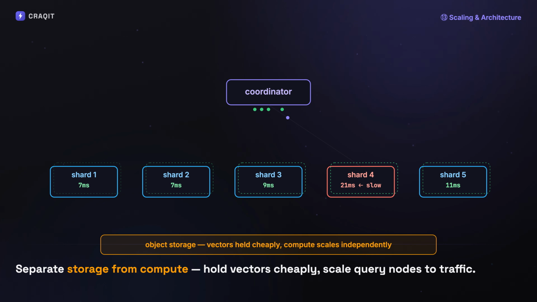The takeaway: at scale, a vector database is scatter-gather over sharded ANN indexes, replicated for availability, increasingly with storage split from compute. The algorithm is the easy part. The distributed system around it is the job.